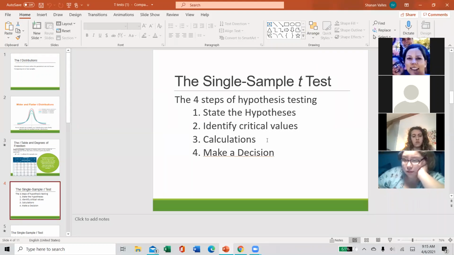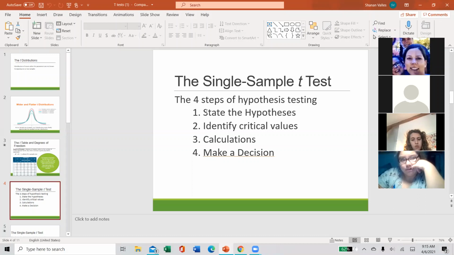Step 3 is a loaded step. There's a lot. You've got all the calculations you have to do. Step 3 is the mother lode. This is where we're actually doing our number crunching. And then step 4 is just make a decision. We're either going to reject the null hypothesis or accept it based on whether it meets the critical value, whether it exceeds it, and finds its way into the rejection region.